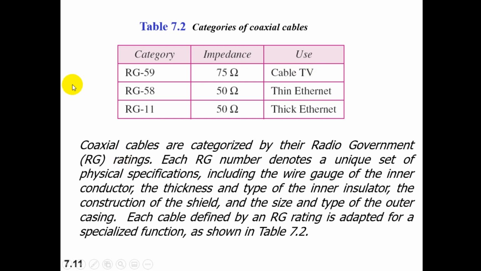So coaxial cable categories are characterized by the RG, radio government. Each RG number denotes a unique set of physical specifications. The number you have seen here, like 59 or 58, basically represents some physical specifications, like what is the wire gauge of the inner conductor, what is the thickness and the type of the insulator, the construction of the shield, and the size and the type of the outer casing.